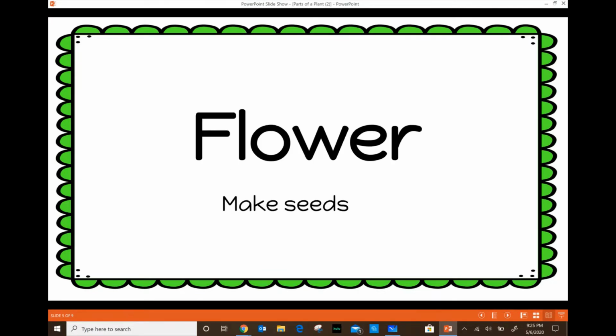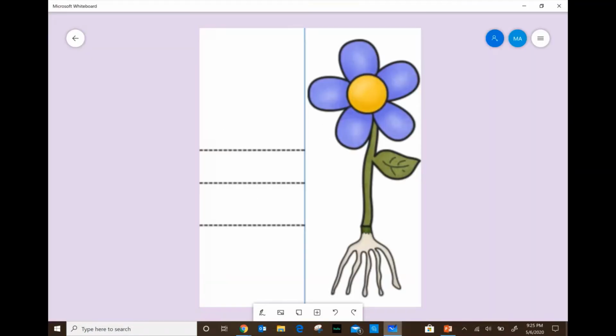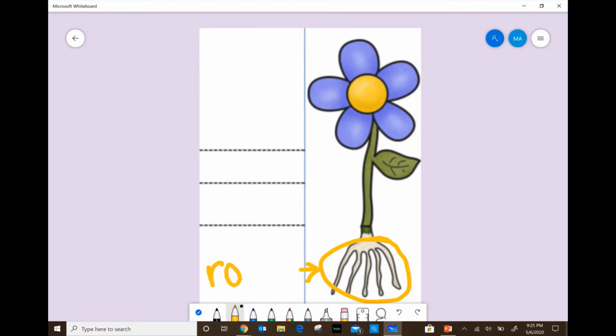And the flower makes seeds. Now let's look at this picture and we can go over it with more detail. If we look at the bottom of the plant, this little section right here, these are called the roots. Now, a lot of times you don't see the roots because they're underground, but if you were to pull a flower out, you'll be able to see the roots.